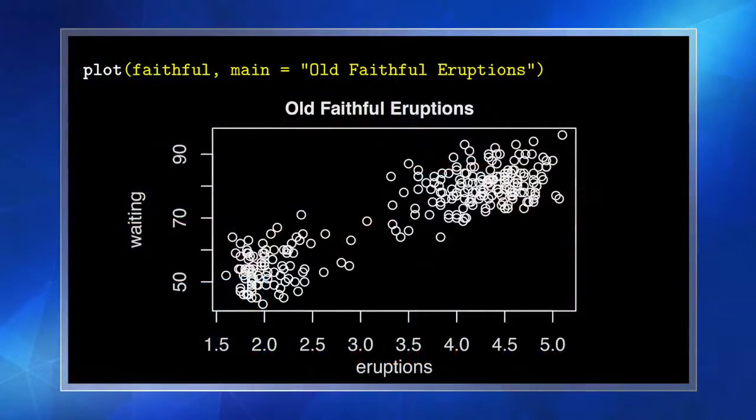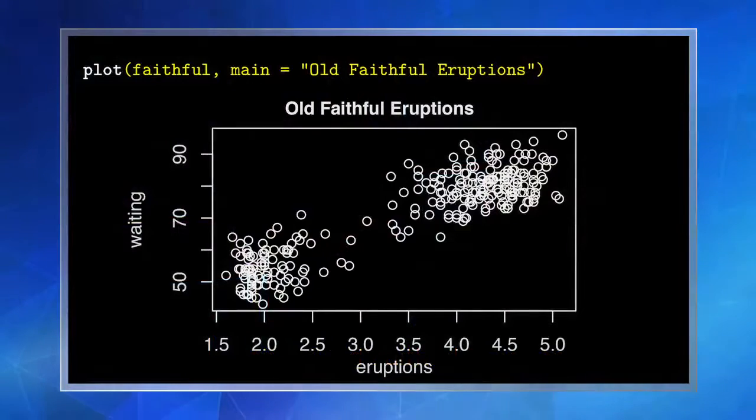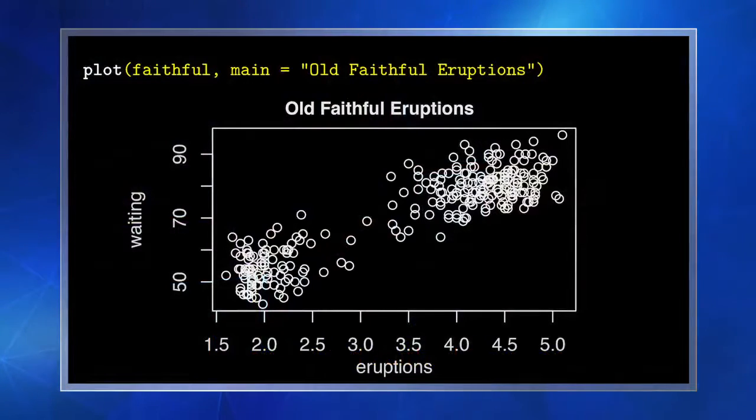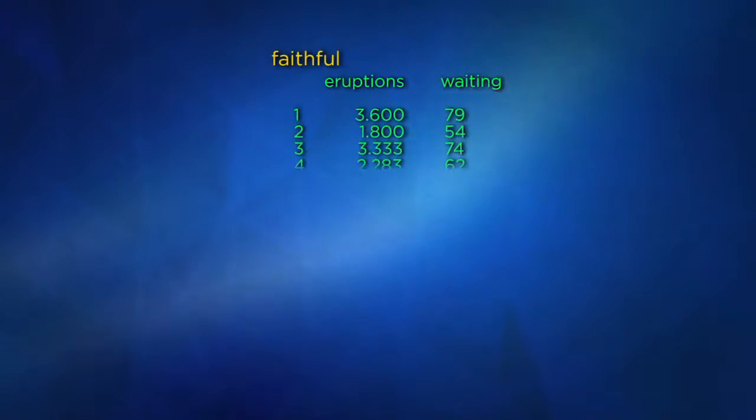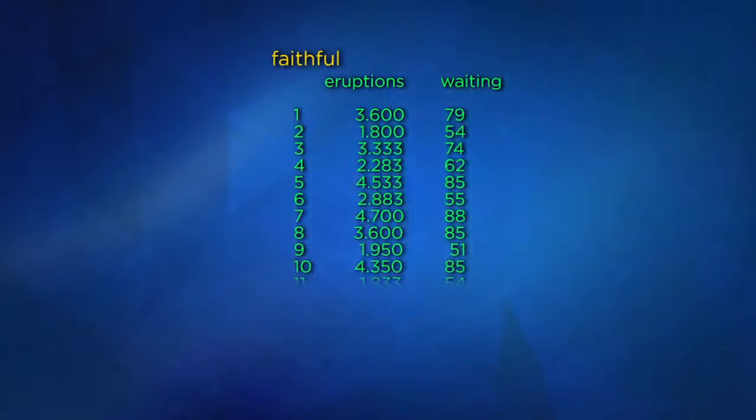If you wanted to actually view the data set, we could just type faithful and it'll output what's in that file. Notice here, faithful has two columns. The first column is eruptions, and the second is waiting. Both of those are in minutes.